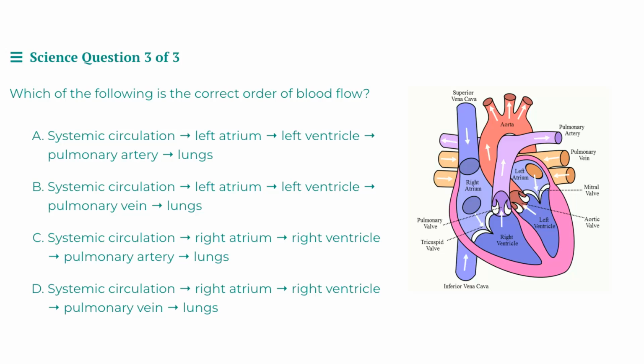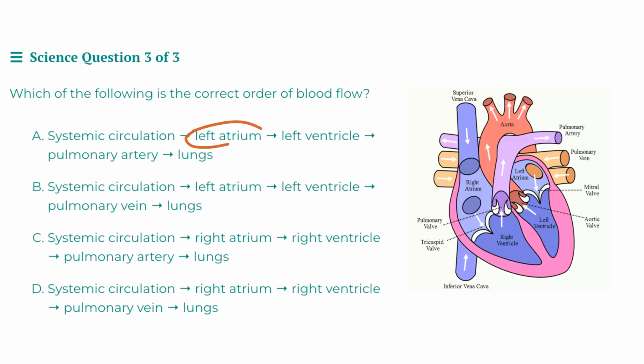Well, the first thing we can note is that they all start with the same thing. They all start with systemic circulation. And systemic circulation essentially just means the circulation of blood throughout the body. Oxygenated blood leaves the heart and is transported throughout the body, and then deoxygenated blood returns into the heart to be oxygenated once more. So because they all start with that, we can basically begin with the second option.